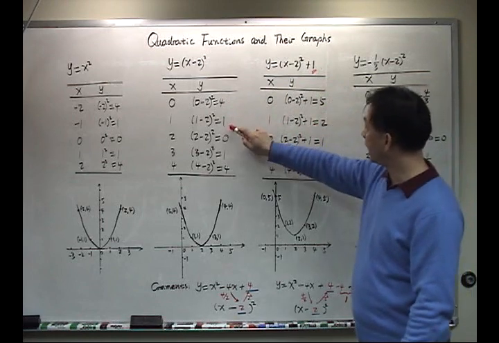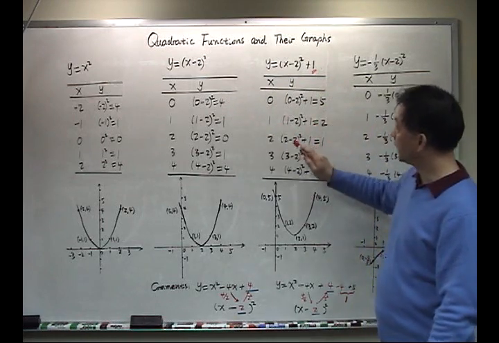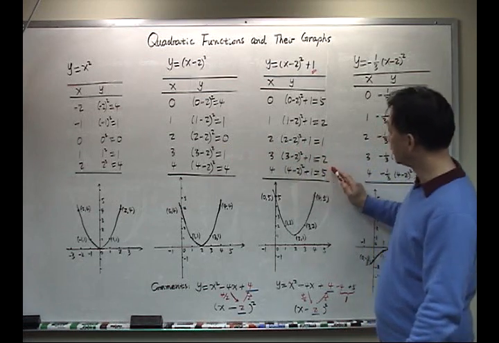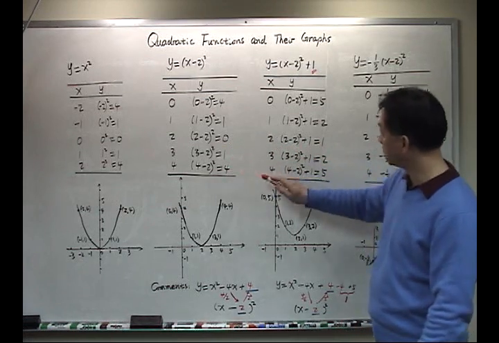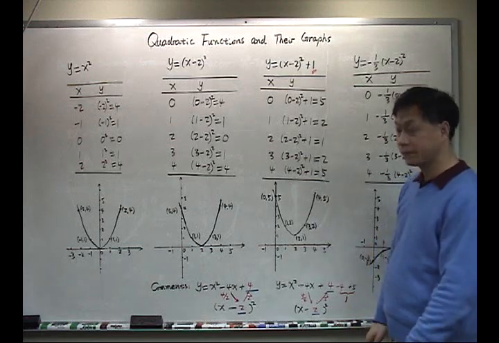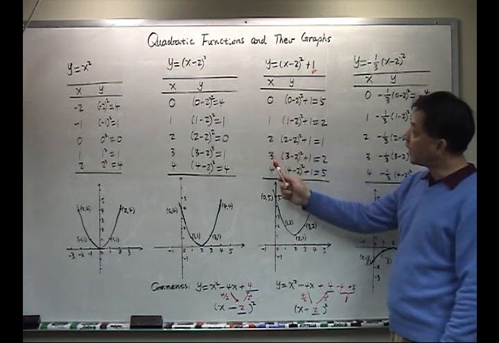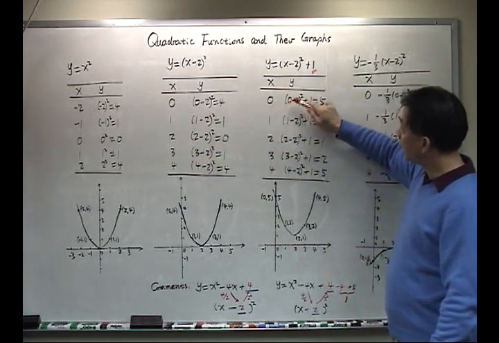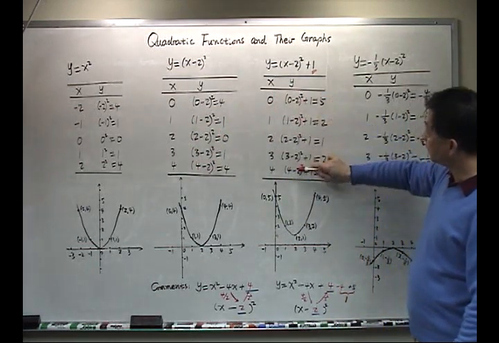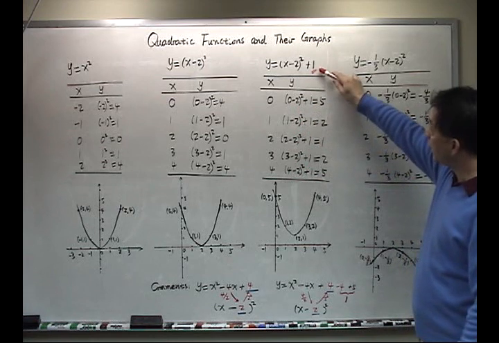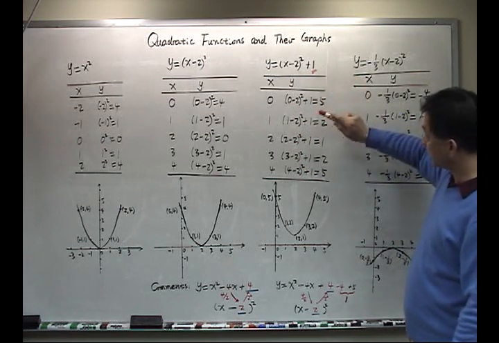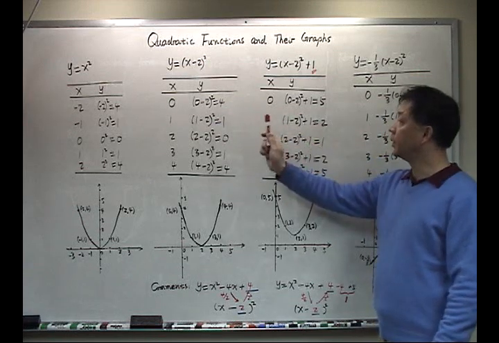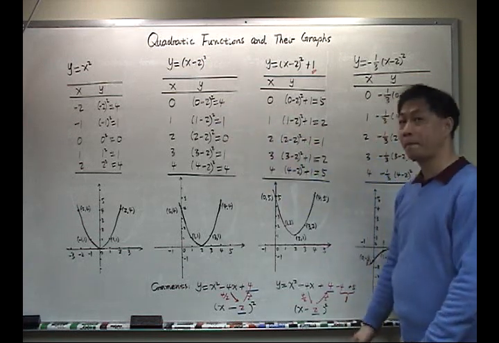1 added on that, you have a 2. 1 added on 0, you have a 1. 1 added on 1, you have a 2. 1 added on 4, you have a 5. So for the same x value, you see right here, the y value is different, which is 1 unit up. Okay, you see 5 is 1 greater than 4, 2 is 1 greater than 1.